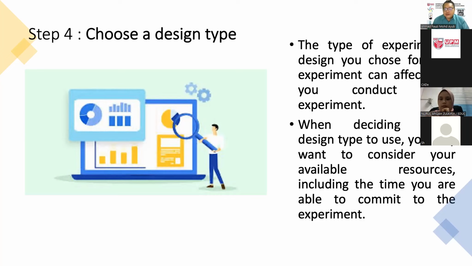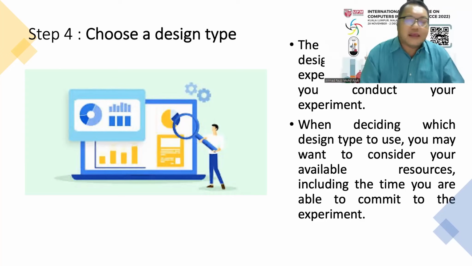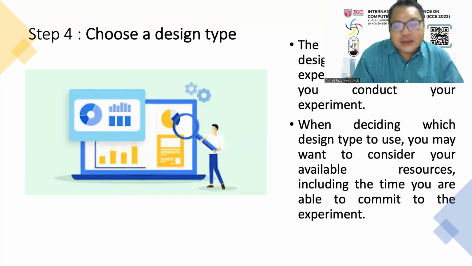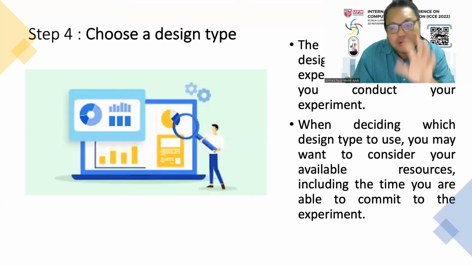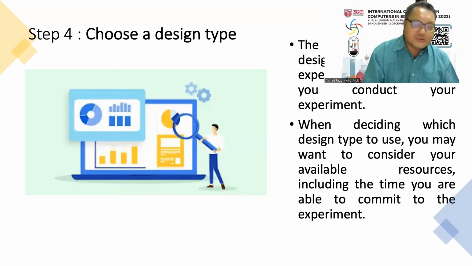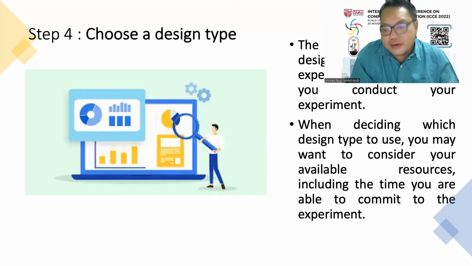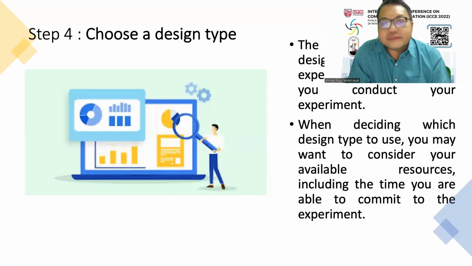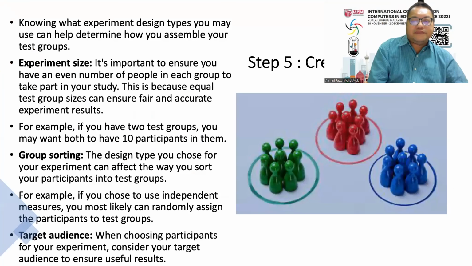That includes the time you are able to commit. In experimental studies, basically we need at least 8 weeks. But it depends on the school of thought. Certain books say that you can have 4 weeks, or maybe 5 weeks, 6 weeks, and so on. And whatever number of weeks you choose, you need to put some references to support that. Right. And then we go to step five.